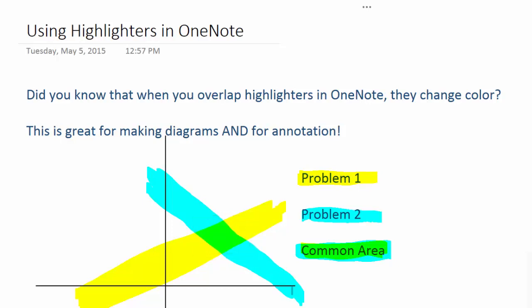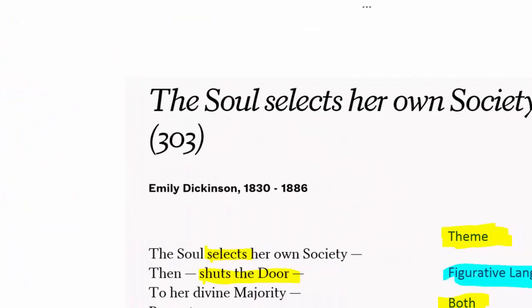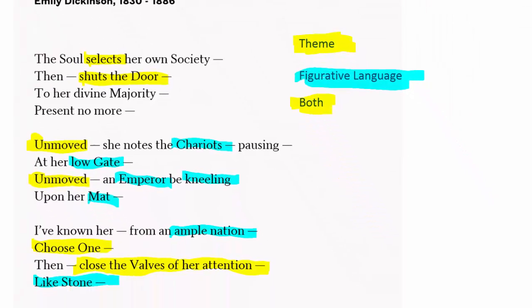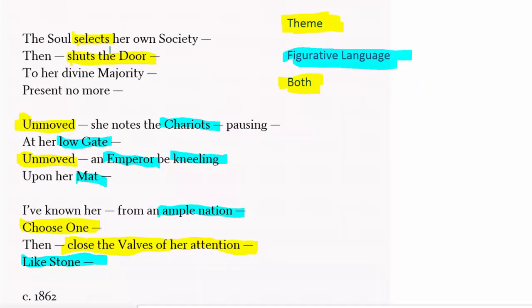So what about for language arts? Here I have a poem by Emily Dickinson. Now I've already marked that theme content is yellow, and the blue content is figurative language. So this is one of my favorite Dickinson poems. It talks about paying attention and choosing people and perhaps love in our life. And so these areas about selection, shutting the door, that she's unmoved, that she chooses one person and then closes the valves of her attention, that's all related to the meaning of the poem.